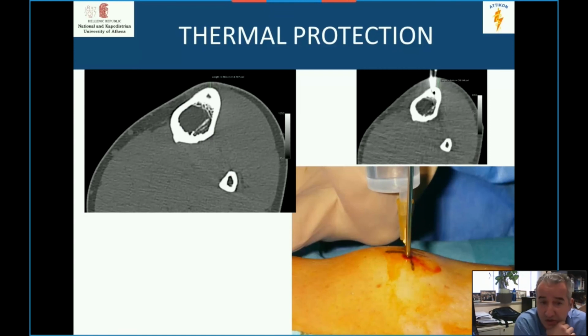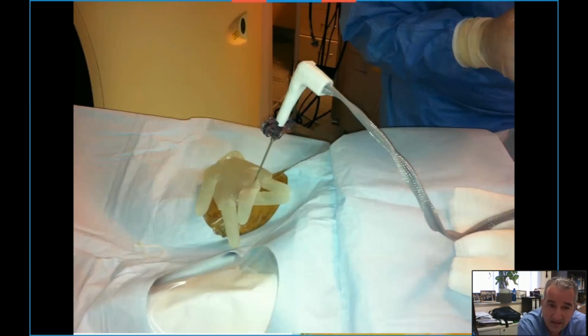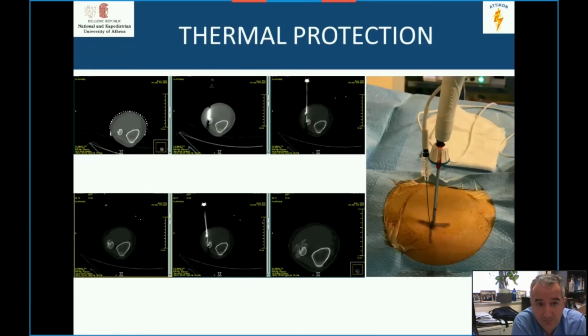This is a case of an osteoid osteoma, really close to the skin. A second needle has been inserted in order to inject dextrose mixed with local anesthetic in order to increase the distance between the skin and the nidus. Another good way here is you have a sterile glove filled with chilled water in order to provide cooling of the skin during radiofrequency ablation.